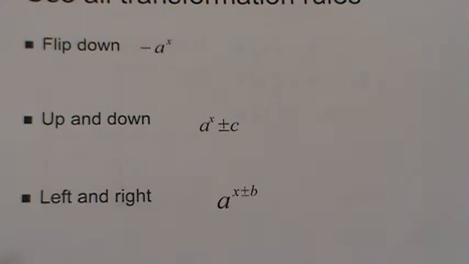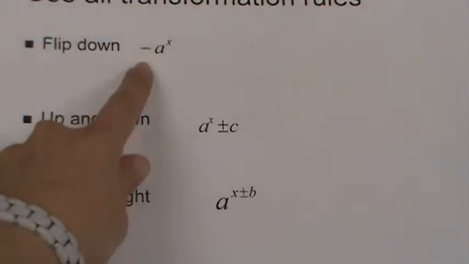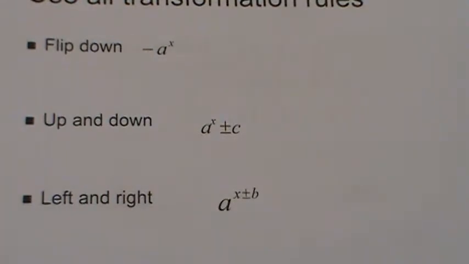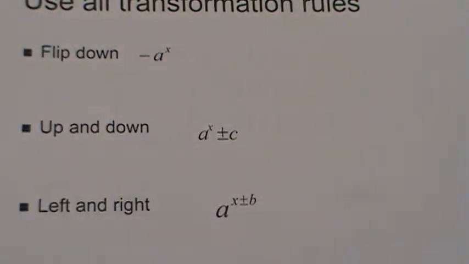So if you remember what we did before, our rules of transformations, if we have a negative in front of it, that means we're going to flip it down. When we had the plus or minus on the outside of parentheses before, this is just plus or minus after our exponential. That's going to cause it to go up and down. Remember, if it's plus, it's up. If it's minus, it's down.